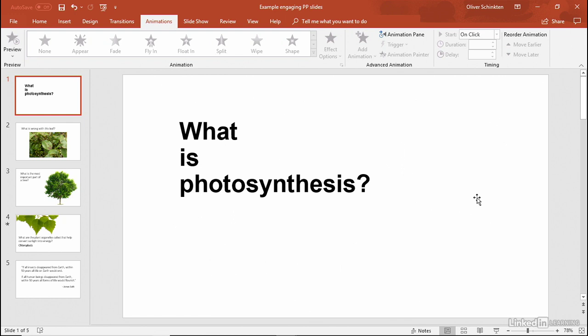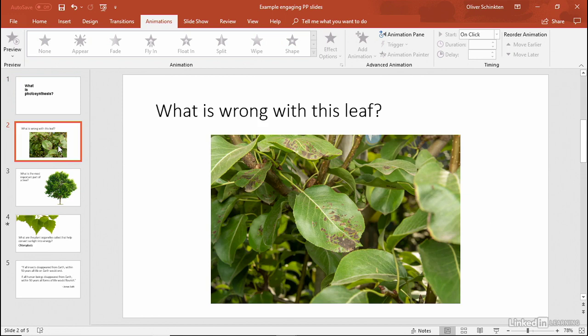Another great thing to do is to show students a thought-provoking prompt. For example, showing them a picture, a statistic, or a quote, and having them give their interpretation. On this slide, I show a picture of a leaf that clearly has something wrong with it, and ask the question, what is wrong with this leaf?